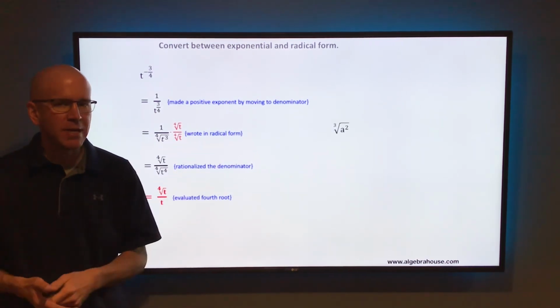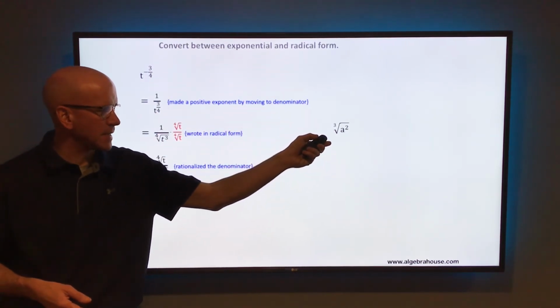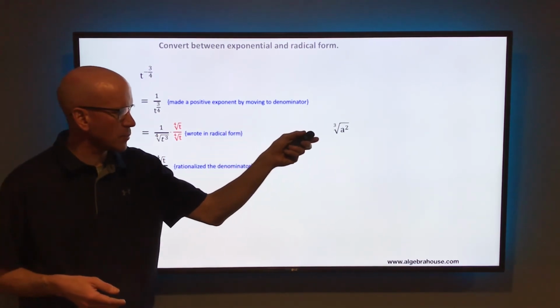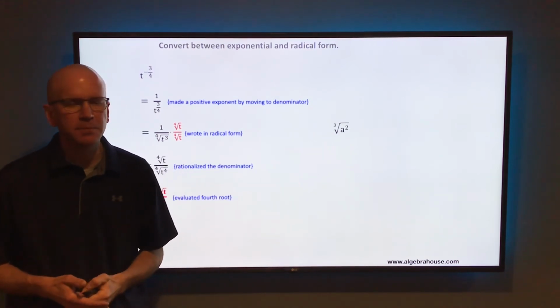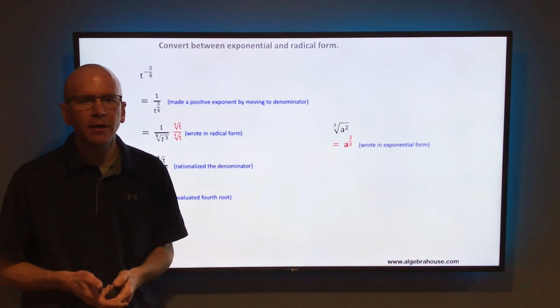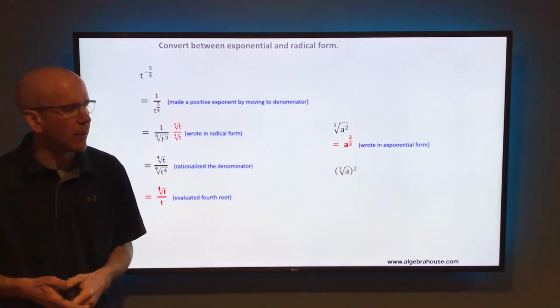Next up, the cube root of a squared. If we're converting between exponential form and radical form, we need to take that radical form to exponential form. Well, if you have the cube root of a squared, that root becomes the denominator of the fractional exponent. That 2, the exponent right now, becomes the numerator of the fractional exponent. So that would be a to the 2/3 power.